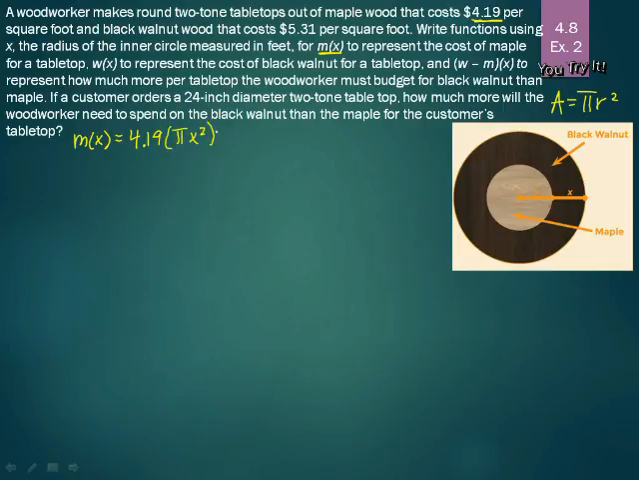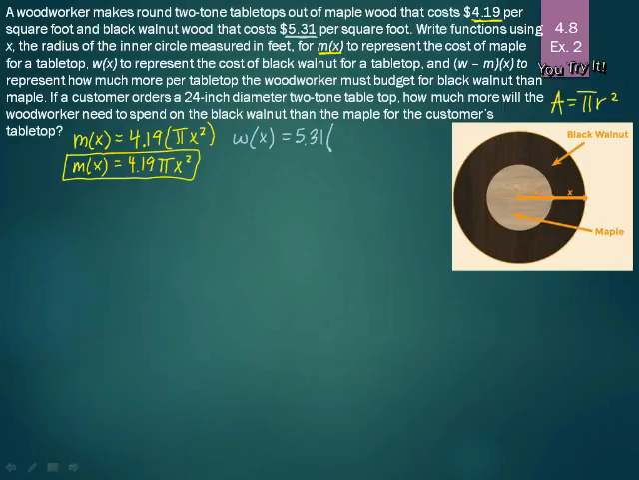And we don't actually need parentheses around this since they're all multiplied, so we can just write 4.19 pi x squared. And then for the walnut, we know that's going to be w of x. And w of x, it tells us the walnut is $5.31. So we know it's going to be $5.31 times whatever the area is.